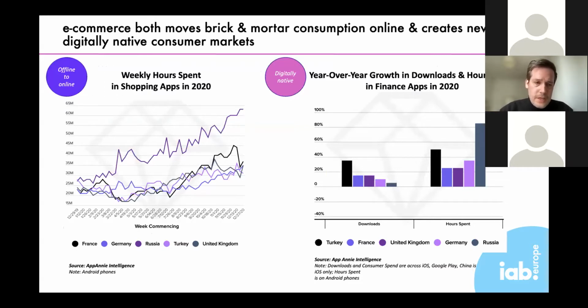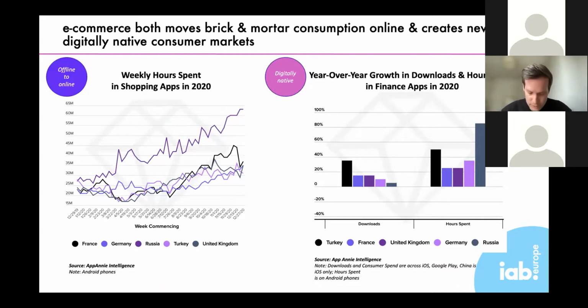And on this slide, you can see there are, in a sense, two really distinct types of markets occurring, which I illustrate here through examples. One is, of course, the move from brick and mortar offline commerce to online. You can see that, for instance, as an indication, if you look at App Annie data, which tracks app use and app performance, you can see the rapid growth across very, very different countries in terms of shopping apps, online groceries, fashion, and so forth. So a move from brick and mortar to online consumption.